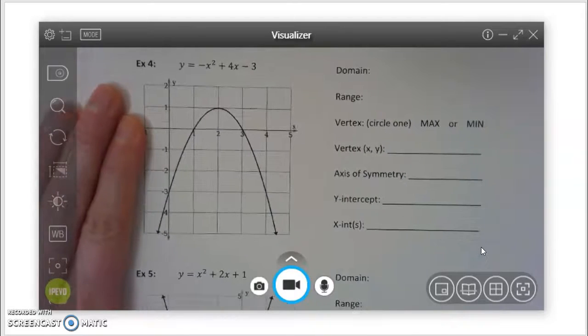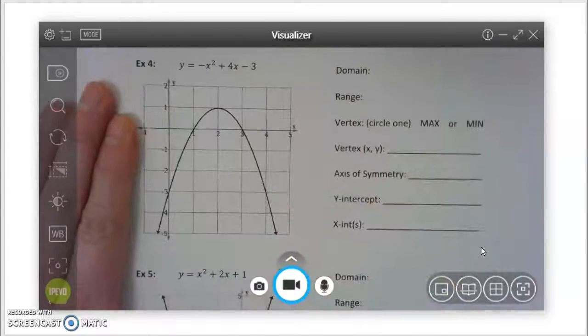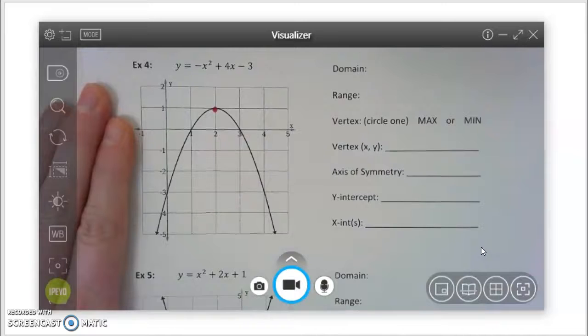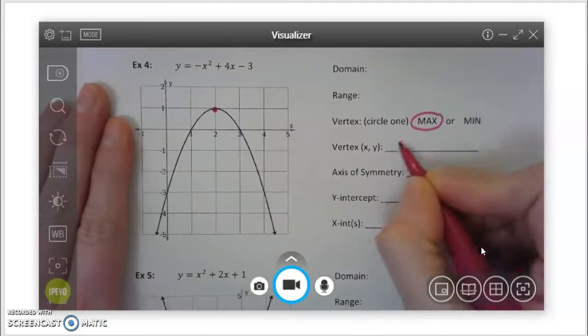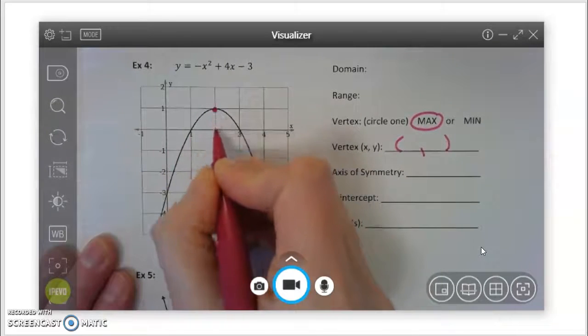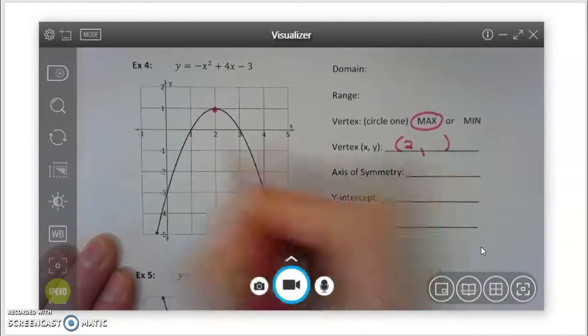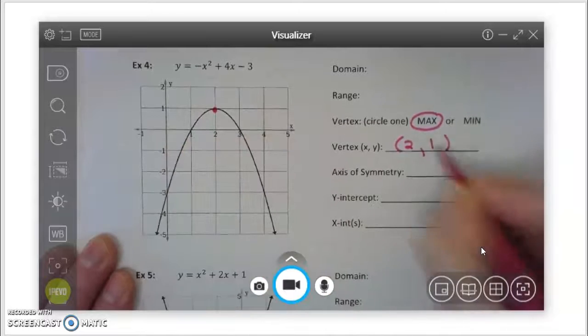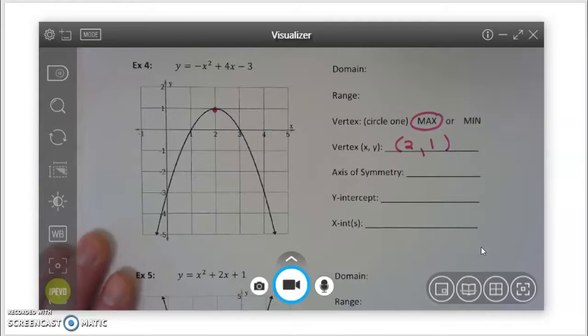Okay. This time the arrows are pointing down, so it doesn't have a lowest point, but it does have a highest point, which makes it a maximum vertex. And when I write down where it is, the x value that it's lined up with is +2, the y value that it's lined up with is 1. And let's do one more like that.